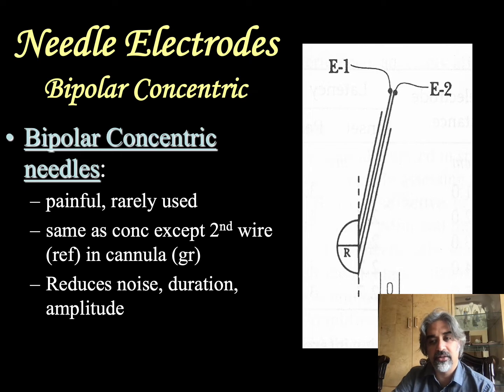The bipolar concentric needle is a standard concentric needle electrode, except that a second wire is located within the cannula, and the wire serves as the electrode's reference. So the tip is still the active and the cannula is now the ground. It's larger, it's more painful, it's rarely utilized, and it significantly reduces noise and displays the motor unit action potential with markedly reduced duration and amplitude. I've never used it myself, I've never seen one in real life.